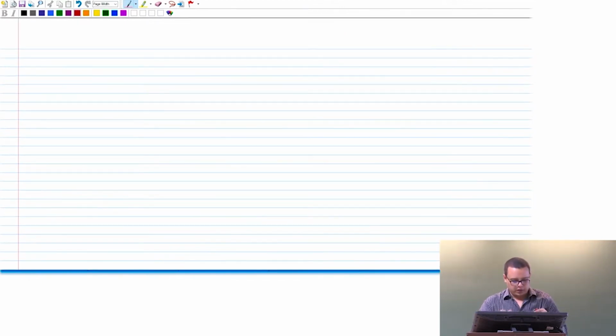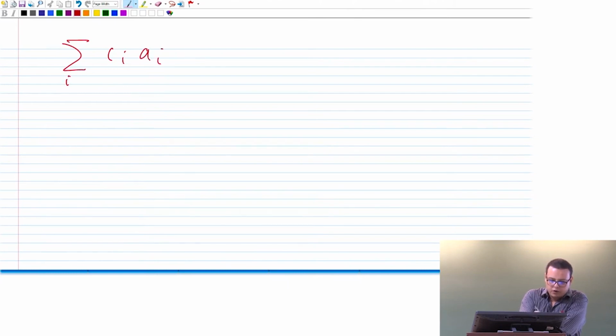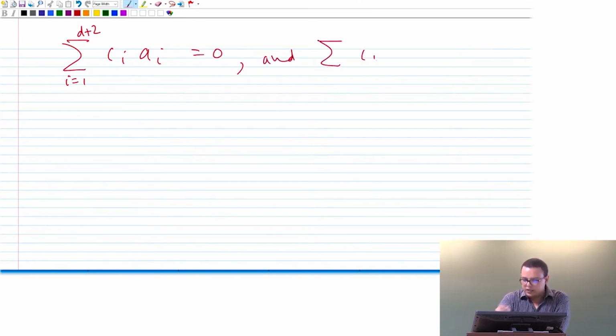Good. So, let us go back to the proof. We have summation Ci Ai, i equal to 1 to d plus 2, equal to 0, and we have summation Ci equal to 0. As I said, all Ci's cannot be 0. There are some positive, and if there is some positive, then there has to be some negative. So, by definition there are positive and negative terms here.